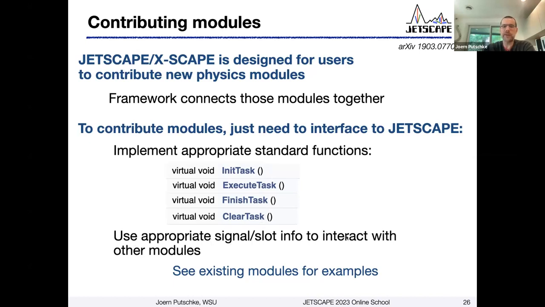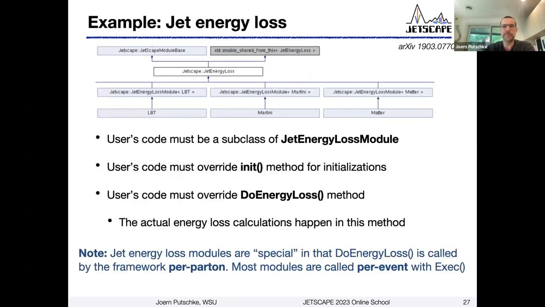You can use the appropriate signal slot connections to interact with other modules. In order to see how this is done, I will refer to the hands-on session, or you can look at the code in existing modules. As an example, we can briefly outline what you would have to do with the jet energy loss module. However, I want to note that the jet energy loss modules and tasks are special in the sense that the do energy loss function you have to provide is called by the framework per parton, whereas most modules are called on a per event basis with exec task.